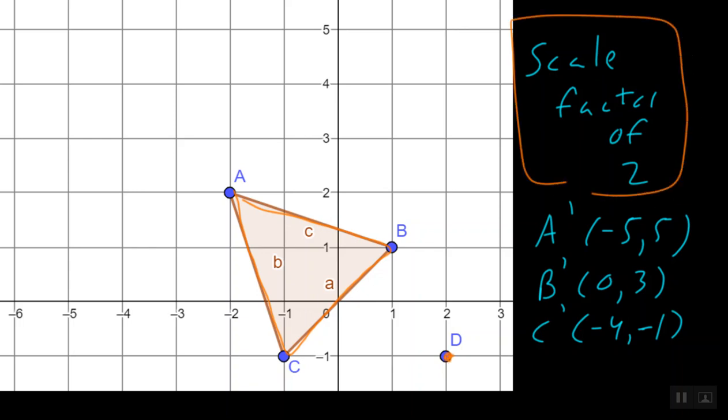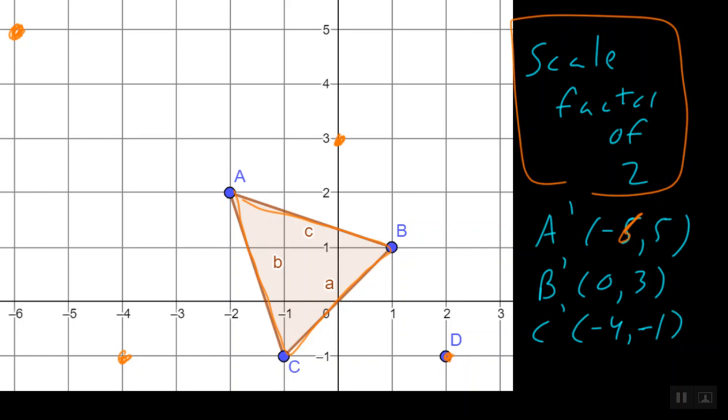And here's our A prime. We know that it's over here at negative 6, comma 5. It is way up there. We see that our new B value will be at 0, comma 3, right there. And we see that our C value will be at negative 4, comma, negative 1.